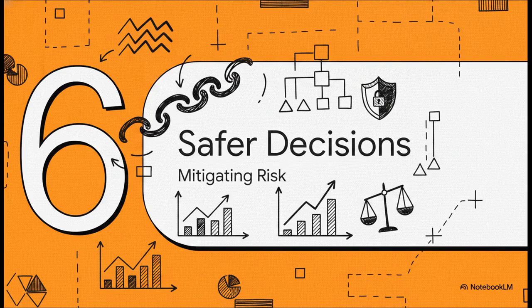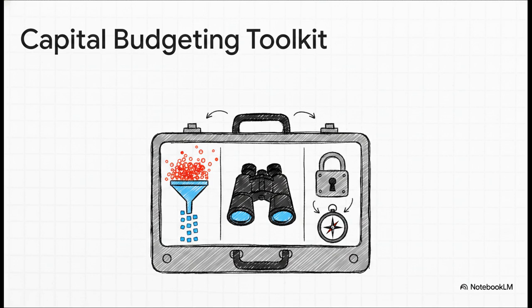And finally, Section 6, Making Safer Financial Decisions. Let's pull everything together into your key takeaways. You now have a serious, structured toolkit for capital budgeting. Step 1. Always separate pure, wild uncertainty from quantifiable, predictable risk. Step 2. Pinpoint exactly what type of risk your specific project faces. Is it internal project risk, competition, or global markets?